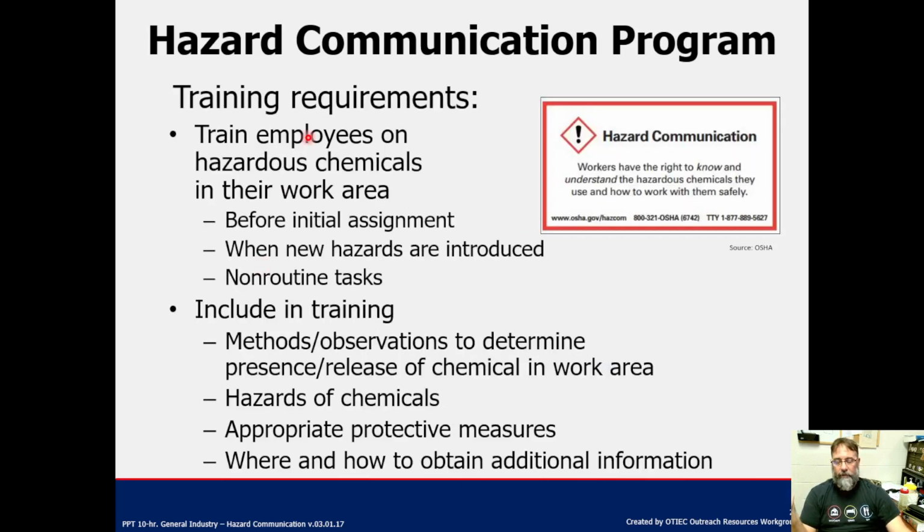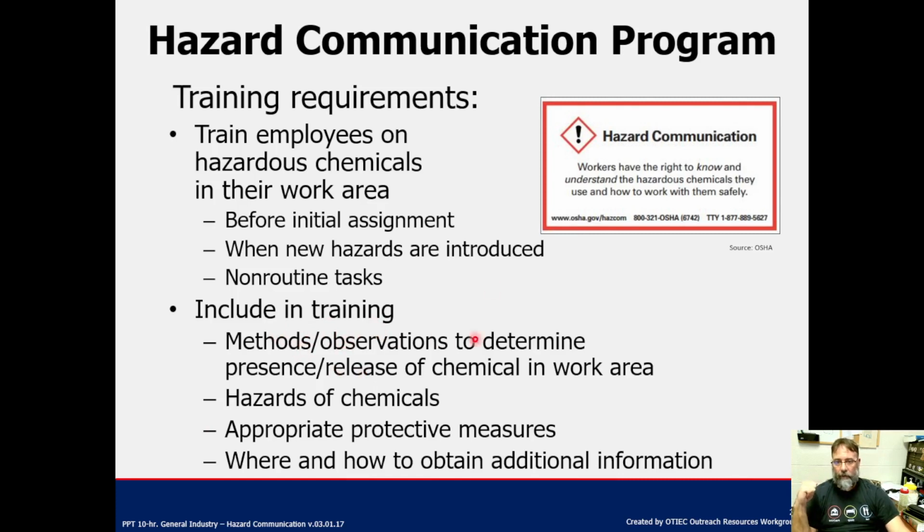Training requirements. So now we get into talking about training. You have to be trained before the initial assignment. New hazards, non-routine tasks. If you're not used to dealing with a certain chemical, or you get assigned to a new area, you need to be trained on that.